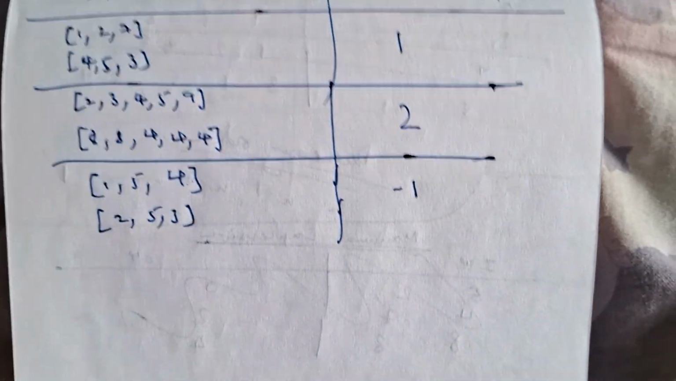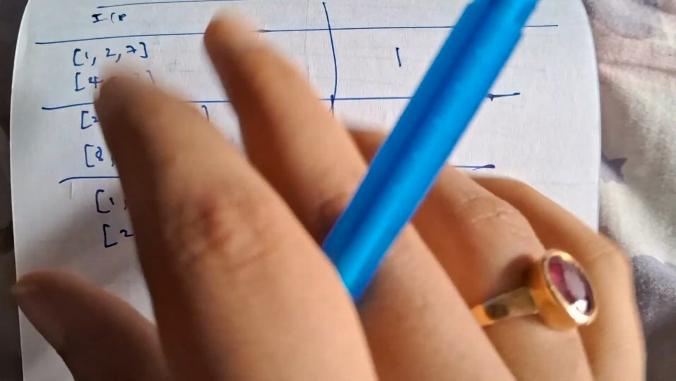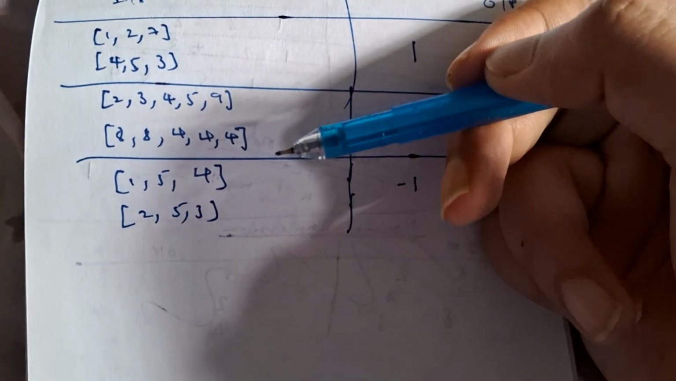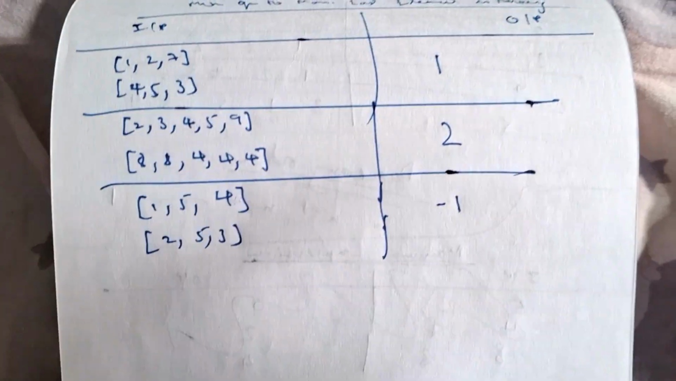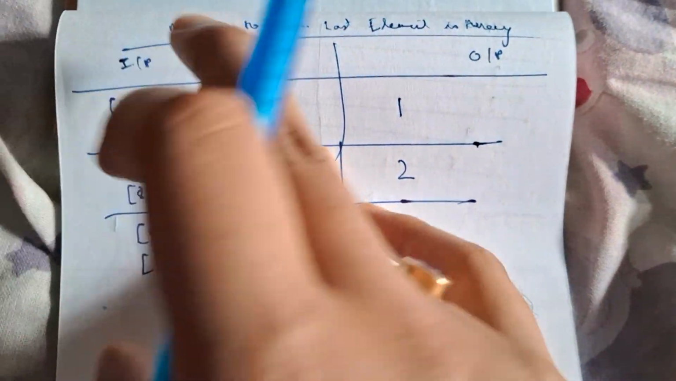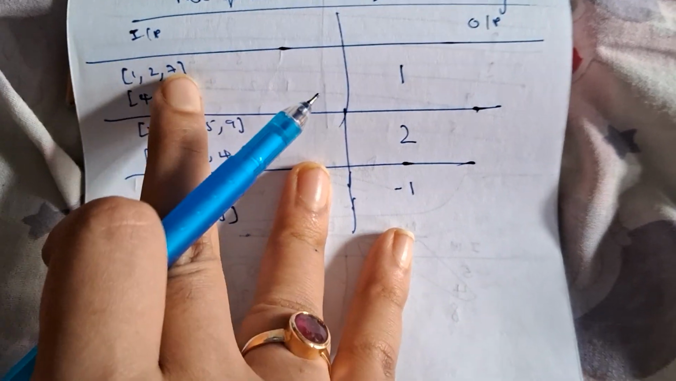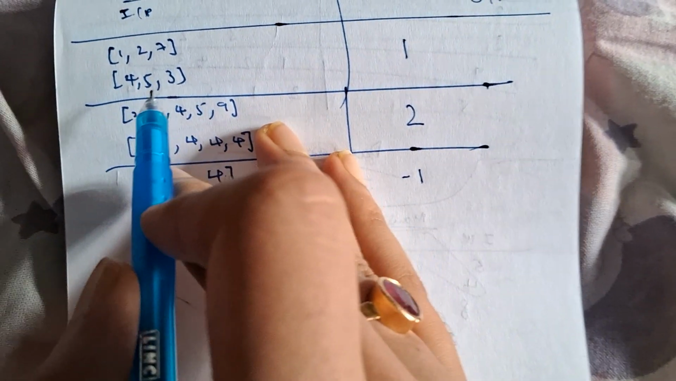So the problem statement is very simple. You're given two arrays of the same length, and you can swap elements between them, any number of times you want. I mean, actually one time. You have to find the minimum number of swaps such that the last element of every array is greater than all the elements of that array. Okay, so for this case: 1 2 7 and 4 5 3.